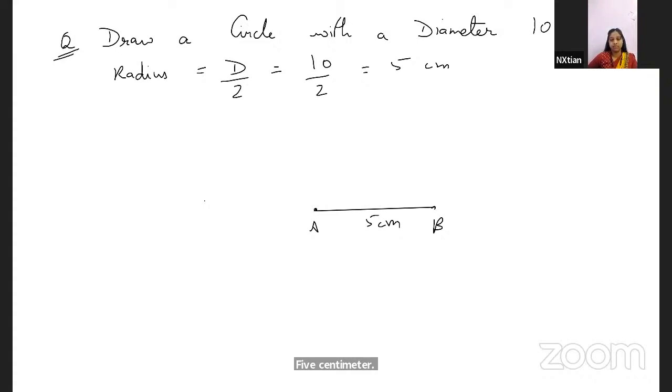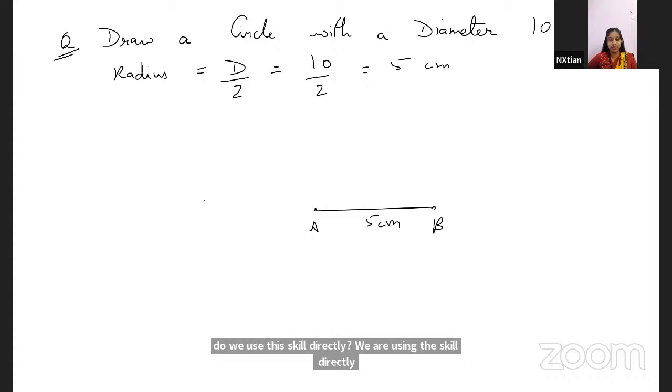Ma'am, why do you draw a line segment? Using the scale, Abraham. Use the scale directly, okay? And with the scale, you draw a 5 centimeter line, basically. Okay, it's a line. Ma'am, why can we not use the scale directly? We are using the scale directly, right? To draw this line, we are using the scale directly.